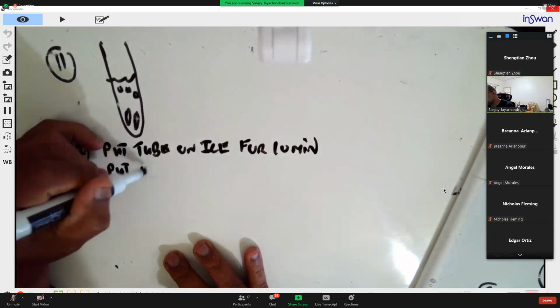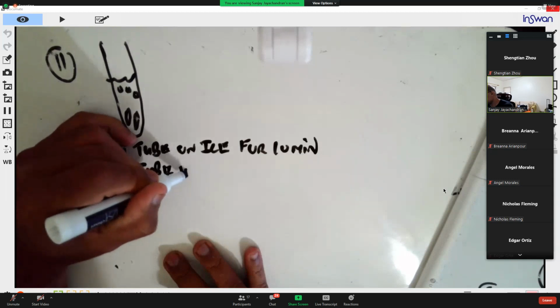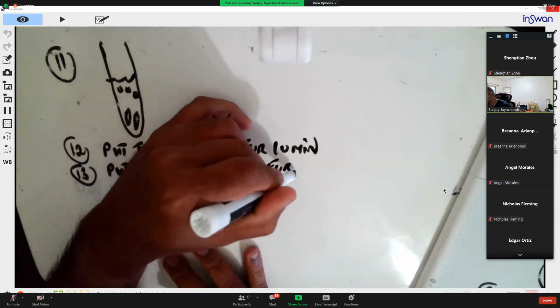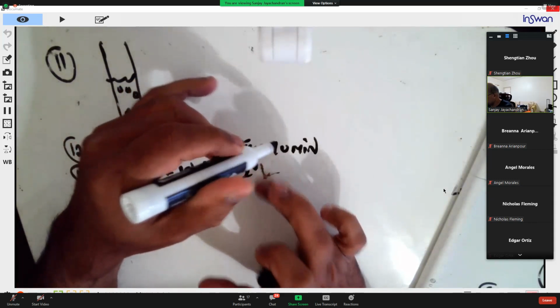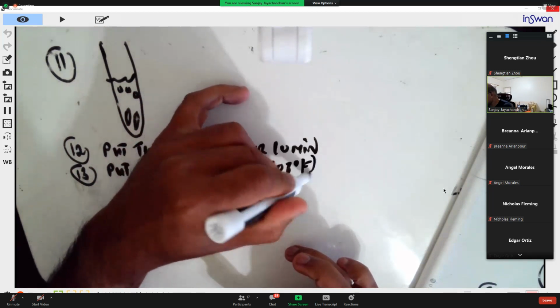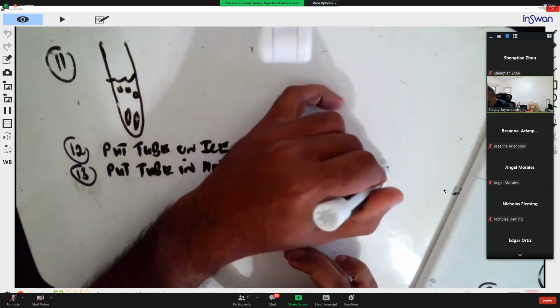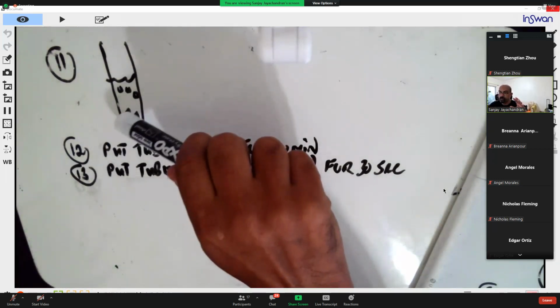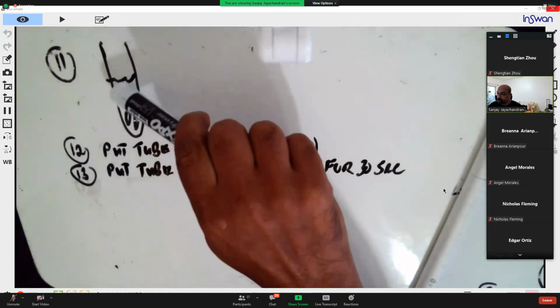Then put tube in hot water and the hot water is around, let's say, 108 degrees Fahrenheit for 30 seconds. So what am I doing here? I'm taking my bacteria from really cold ice to really hot water. I'm shocking it. It's like a shock treatment. And what that shock treatment does is opens up the bacterial pores, right? So these bacterial pores open up and this new plasmid comes into them.